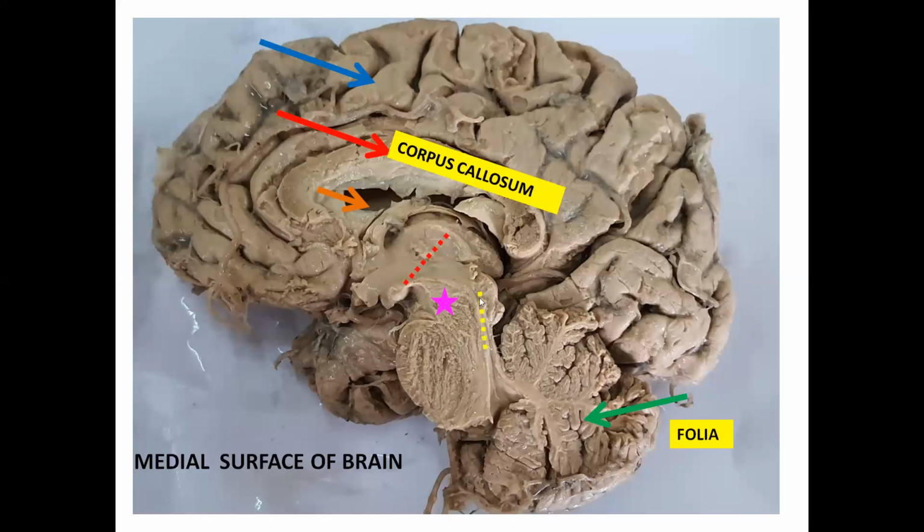The dotted line is the cavity of the midbrain, that's the cerebral aqueduct. The blue star is pons. This one that you see here, that's the cavity of fourth ventricle. Okay, the fourth ventricle is in the shape of rhomboid. It is also called the rhomboid fossa.